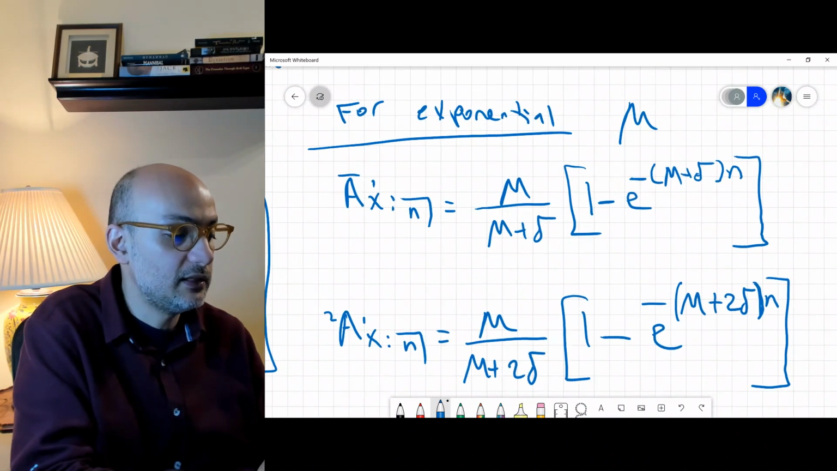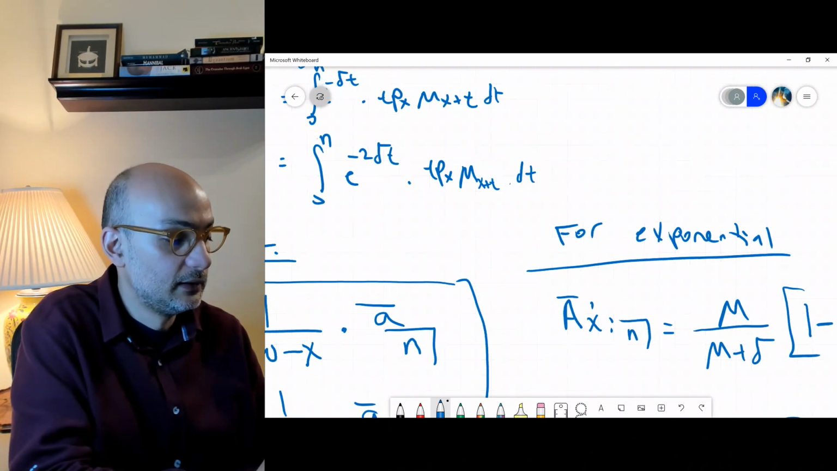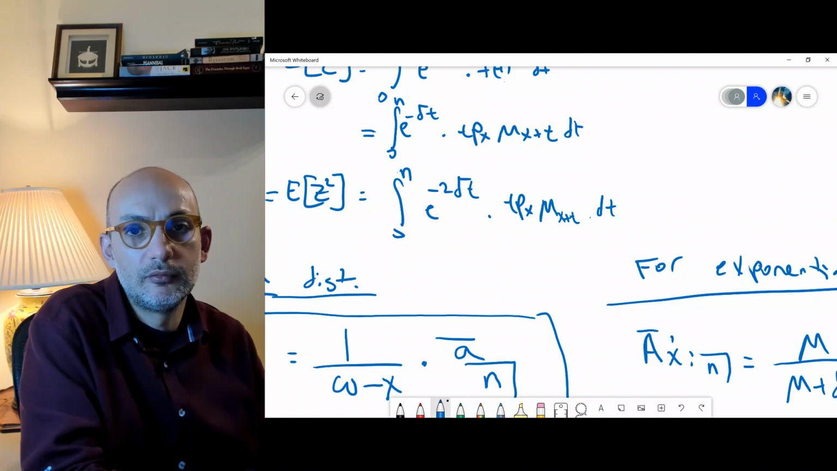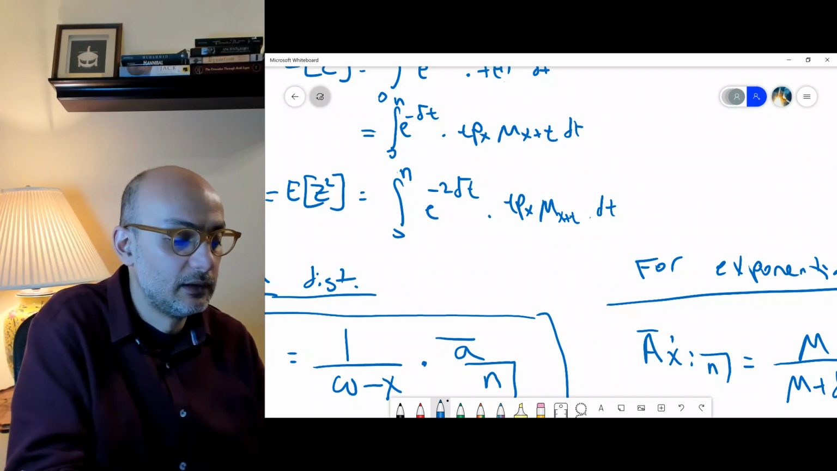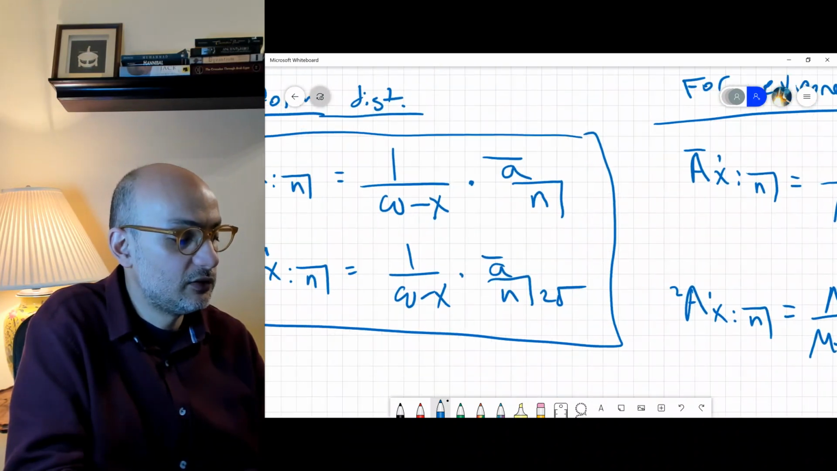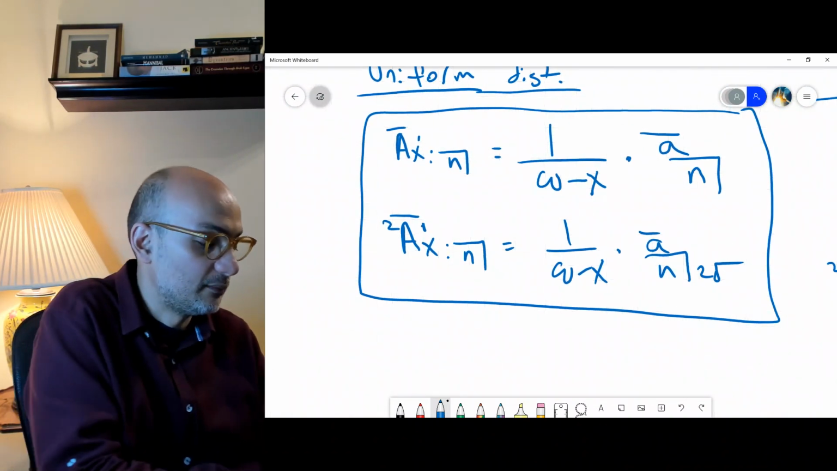If you integrate the general formula here and replace tpx μ x plus t by μ e to the minus μ plus delta multiplied by t, you will get this one, right? So these formulas you need to memorize. Let's take a few examples here.